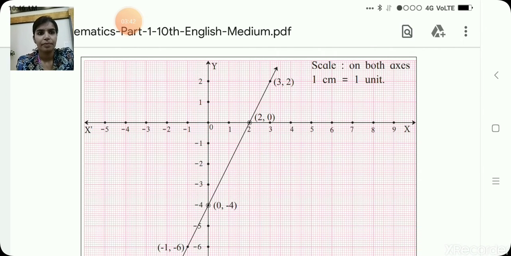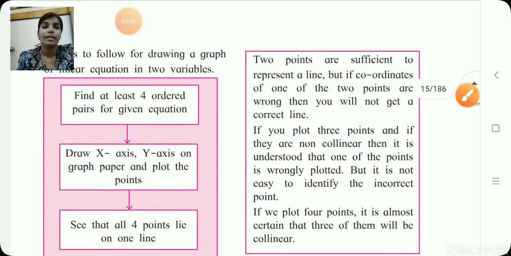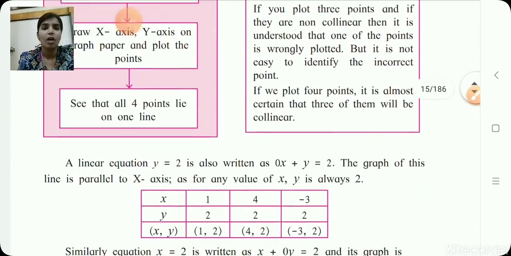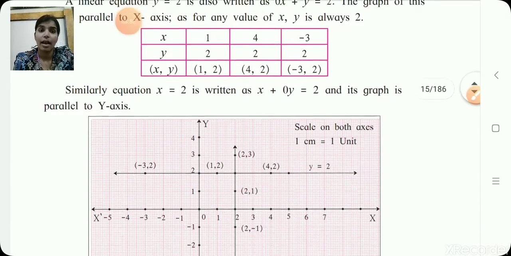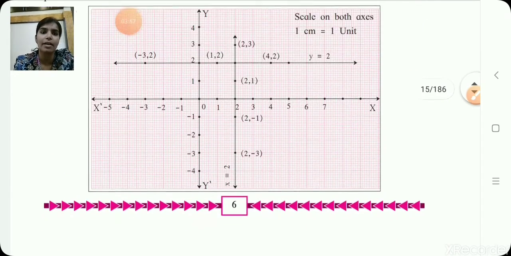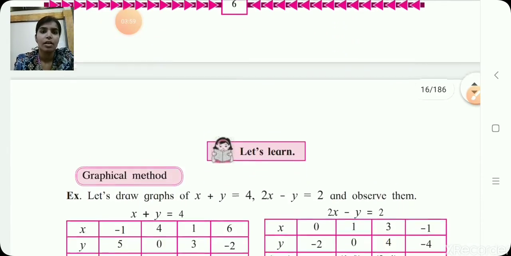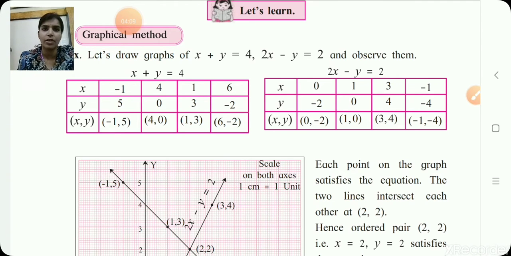Understand? Okay. Then we see our 10th standard example. How do we want to draw here? We want to draw 2 lines at a time. That means 2 equation lines at a time. Here we see one example. Here we have 2 simultaneous equations. x plus y is equal to 4 is our first equation, and 2x minus y is equal to 2 is our second equation.